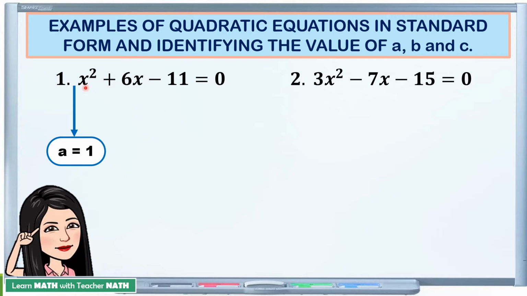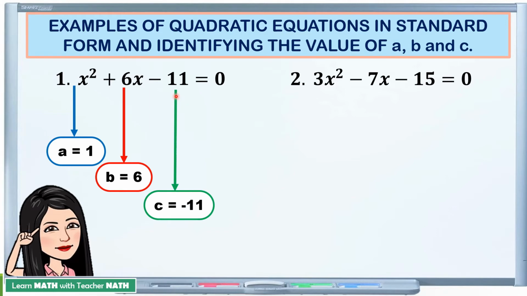Next, alamin natin ang coefficient ng B. So, B is always located at the linear term. So, our linear term is 6x. So, our B will be positive 6. Next is C. So, C is where we can find it in constant term. So, our value for C is negative 11. So, it's easy. Next, we proceed to example number 2.